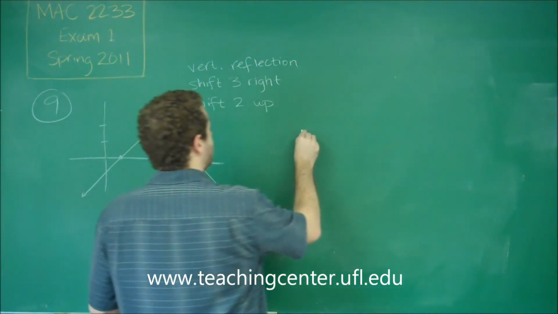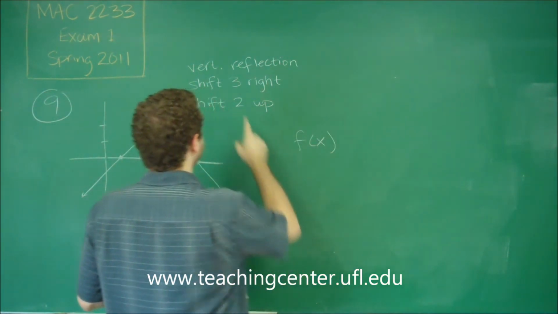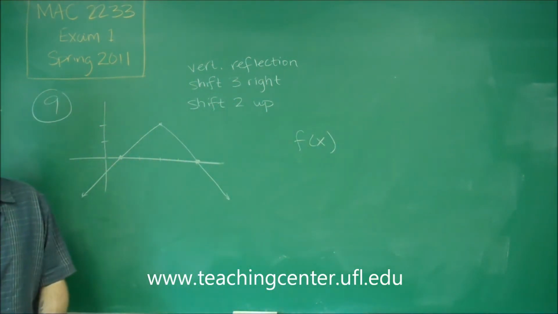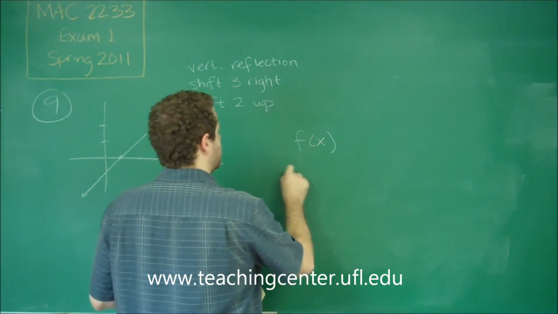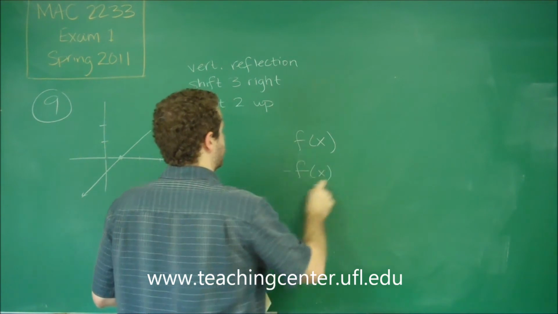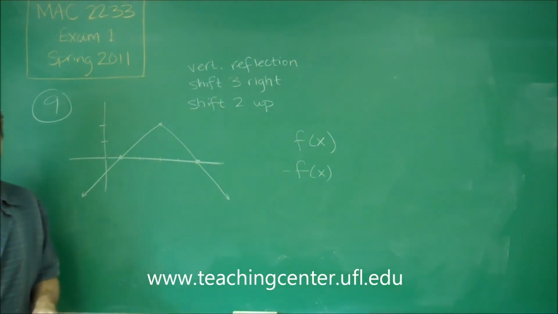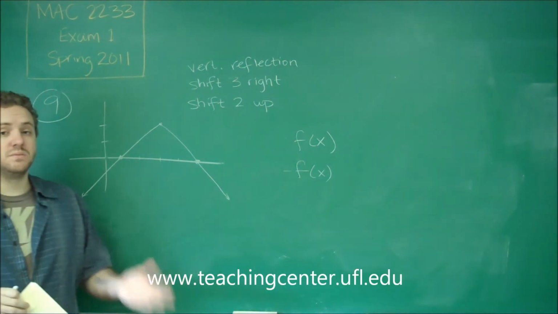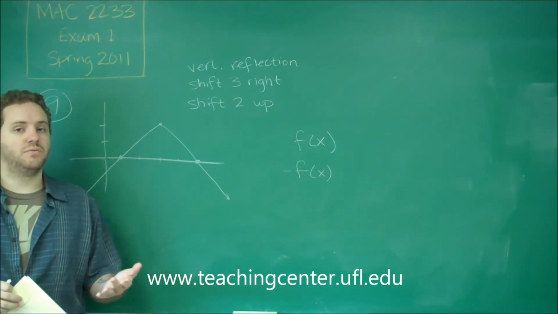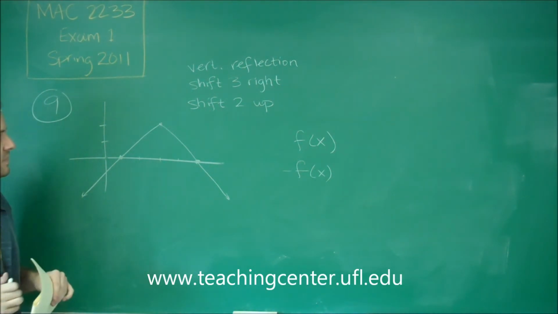So our normal function was f of x. Let's do all of these things to it and see what happens. If you do a vertical reflection, that means you change f of x into negative f of x. You put a negative in front of your f. That means take all the y values and make them the opposite of what they are. That's what flipping upside down means.